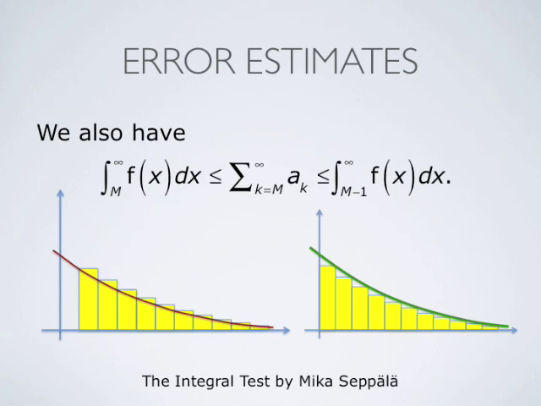This is a handy error estimate that tells us what kind of an error we make when we estimate the sum of a series by a partial sum.